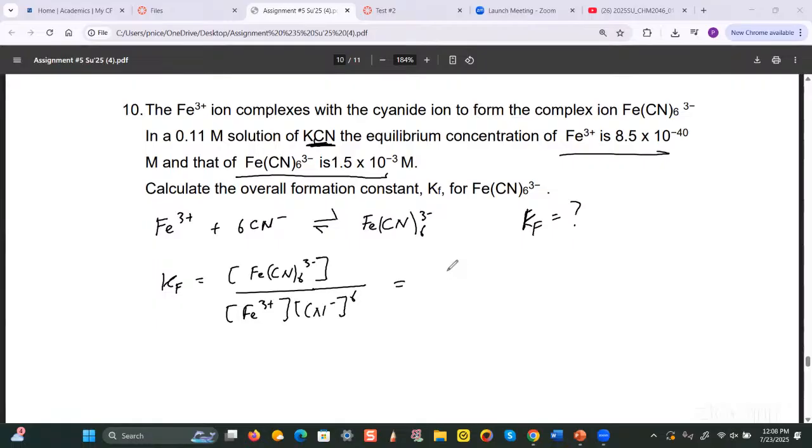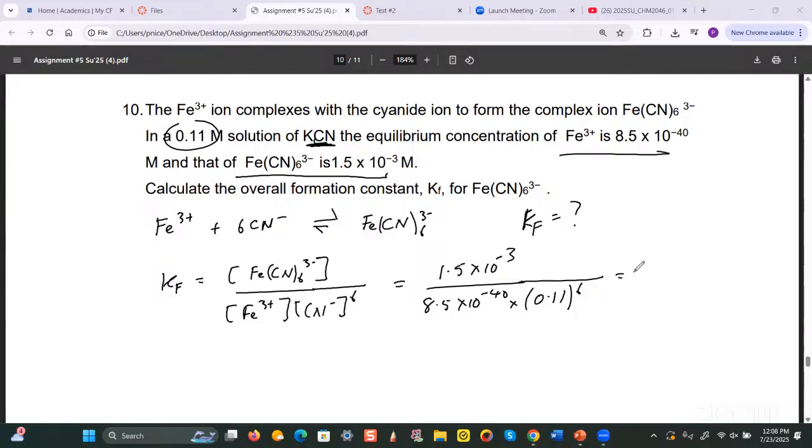So in the numerator, we're going to have 1.5 times 10 to the minus 3, divided by, for the Fe3+, 8.5 times 10 to the minus 40, multiplied by the concentration of the cyanide, which would be 0.11 raised to the 6. And then we do the calculation.